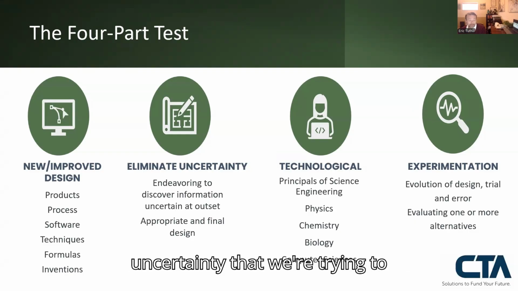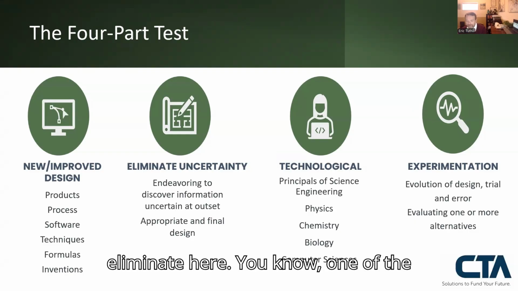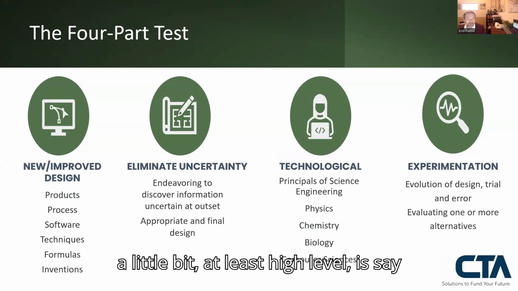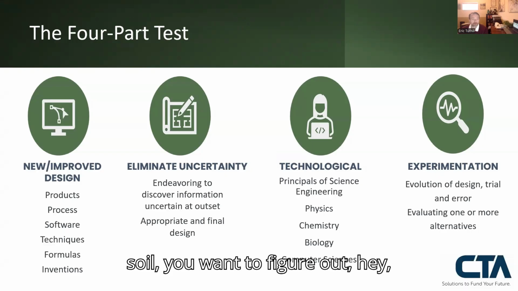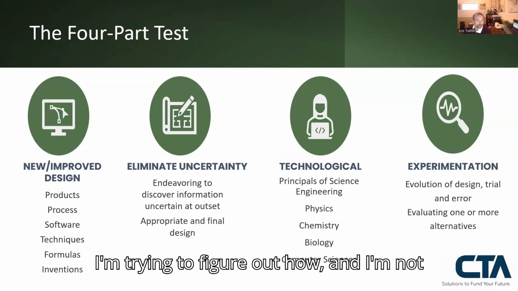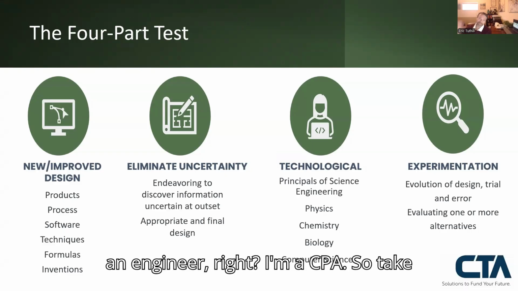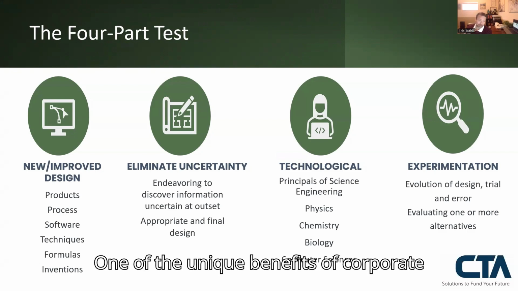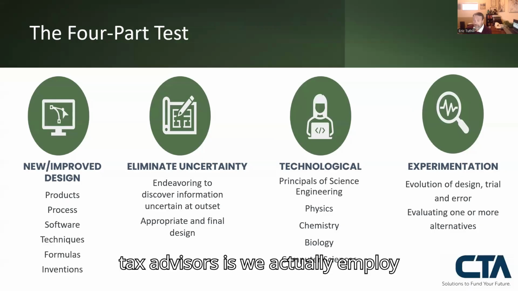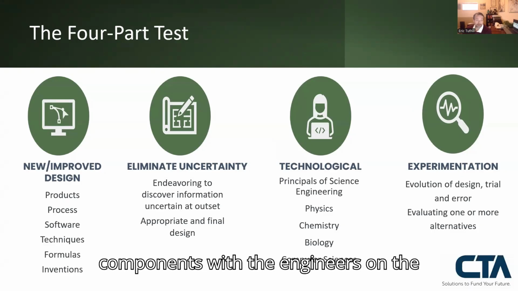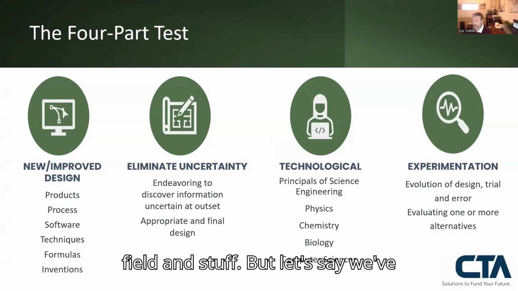The second aspect is that there has to be some uncertainty, and there's some uncertainty that we're trying to eliminate here. One of the things I like to talk about, at least at a high level, is, say, soil. You want to figure out how thick this soil is. I'm not an engineer, right? I'm a CPA, so take everything I'm saying from an engineering angle with a grain of salt. One of the unique benefits of corporate tax advisors is we actually employ engineers, and they discuss these unique components with the engineers in the field.